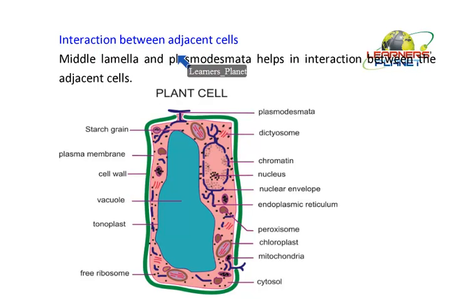Besides this protection, another important function is the interaction between the adjacent cells. Now how is interaction possible? It is due to the presence of the middle lamella and plasmodesmata. You can see the plasmodesmata in this diagram. In this cell, the cell wall has a gap in between. Here also the gap is observed. So this gap will allow the cytoplasm, some components of the cytoplasm, to move out.